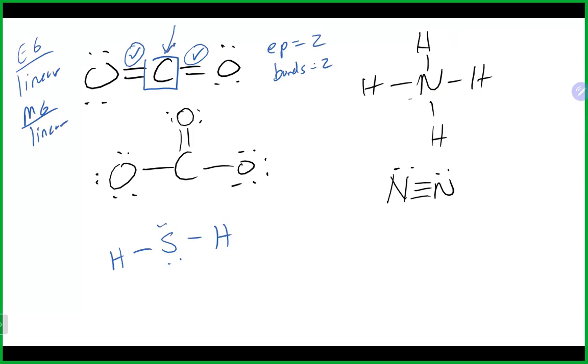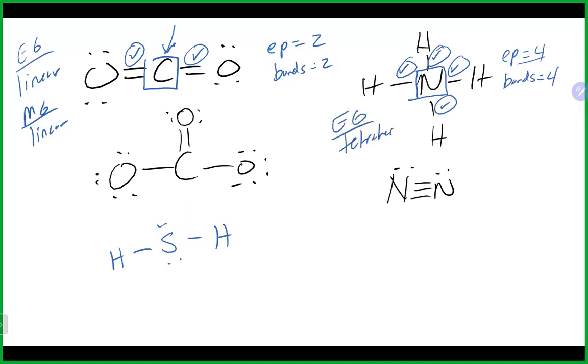We come over here and take a look at our nitrogen. It has 1, 2, 3, 4 electron pairs and 1, 2, 3, 4 bonds. Once again, with 4 electron pairs, the electron geometry is going to be tetrahedral. With 4 electron pairs and no dots on the central atom, the molecular geometry will be the same name.